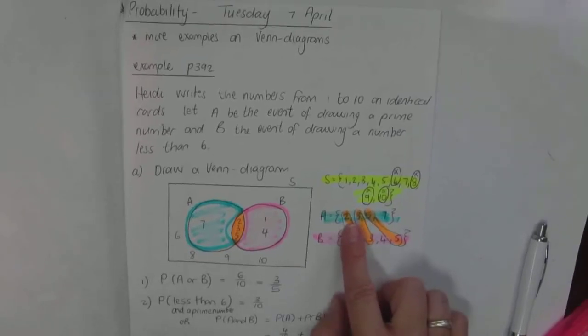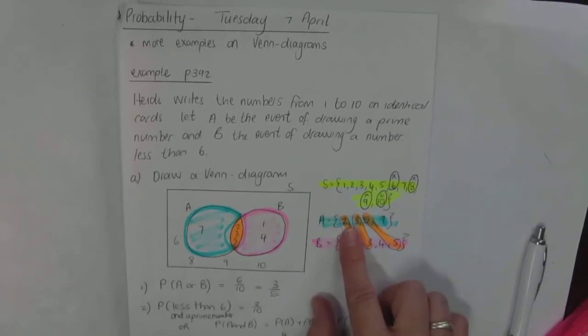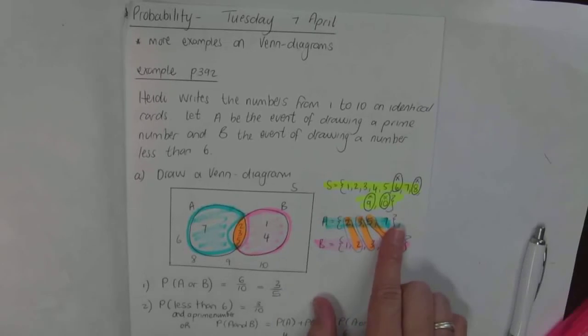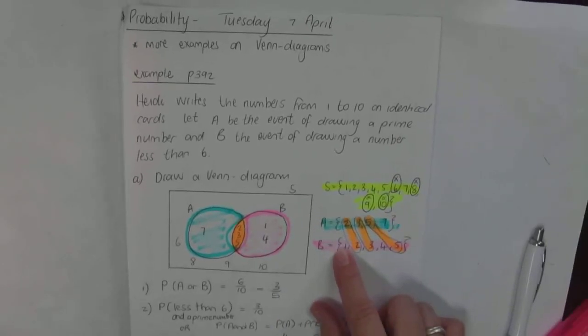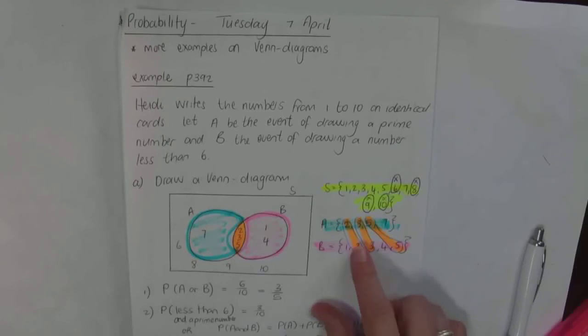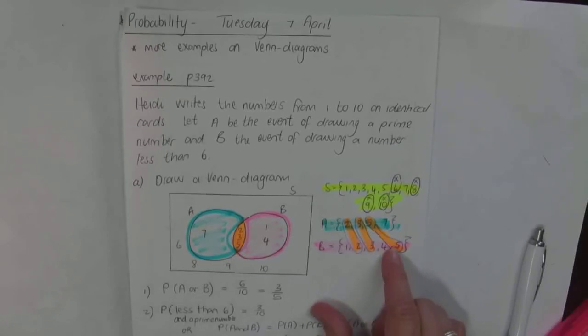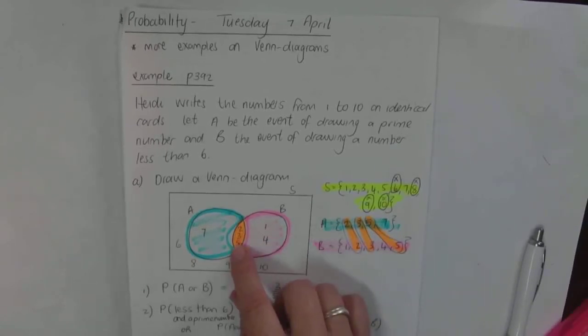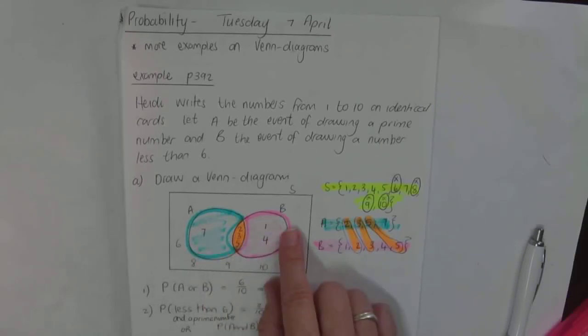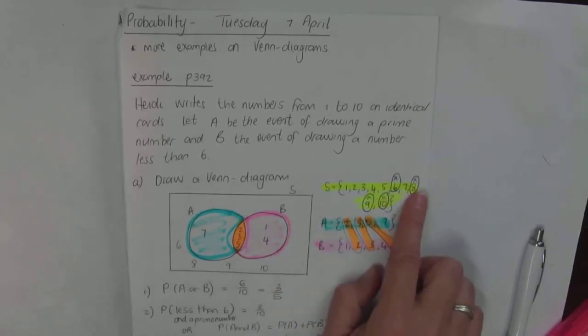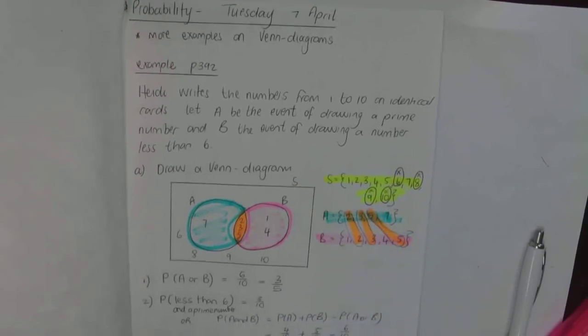I have written down all my prime numbers: 2, 3, 5 and 7. And I've written down my numbers for event B, which is 1, 2, 3, 4, 5. I've identified which numbers appear in both. That's my intersection. I filled in a number that is only in A and a number that's only in B. But most important, I have identified the numbers that did not fall in any of the events.